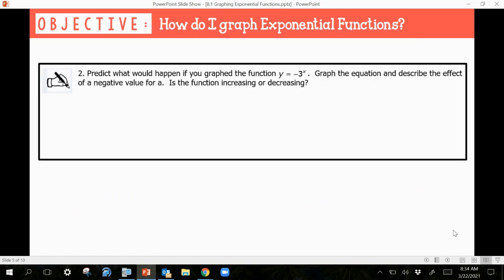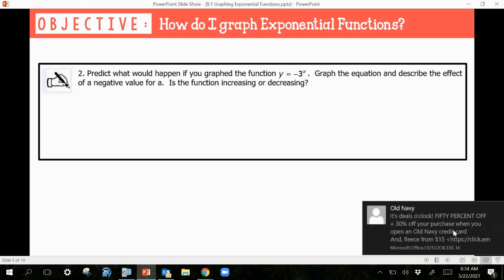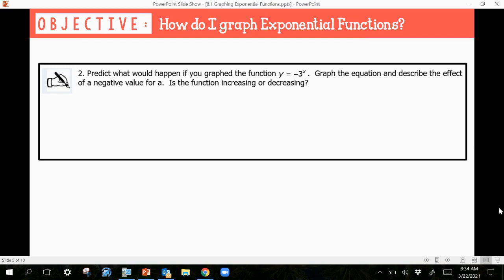All right, number 2 says predict what would happen if you graphed y equals -3 to the x. Graph the equation and describe the effect of a negative value for a. Is the function increasing or decreasing? So what do you think? Go ahead and jot down what you think the negative in front of the 3 is going to do.